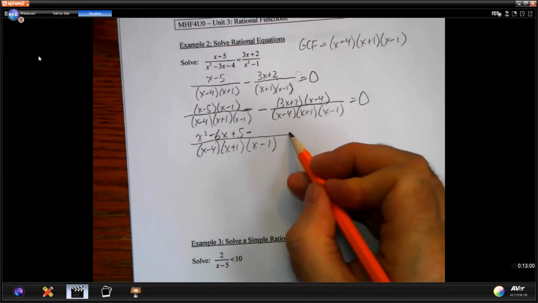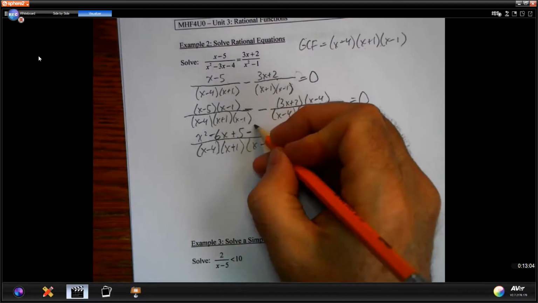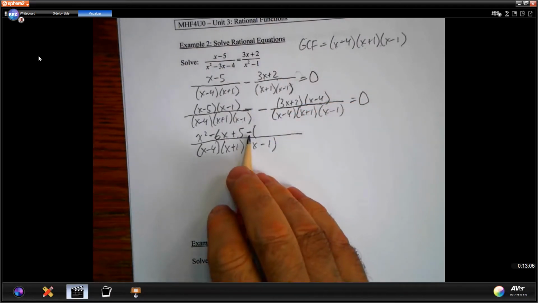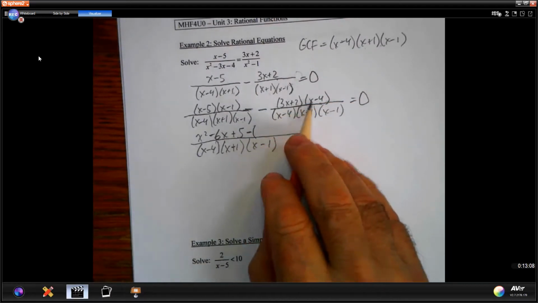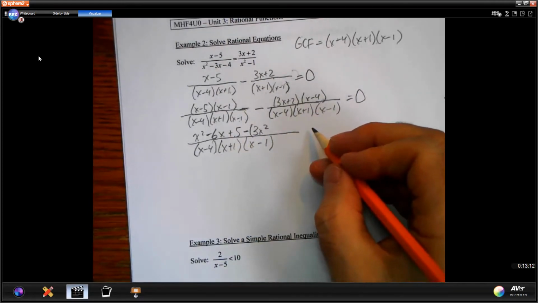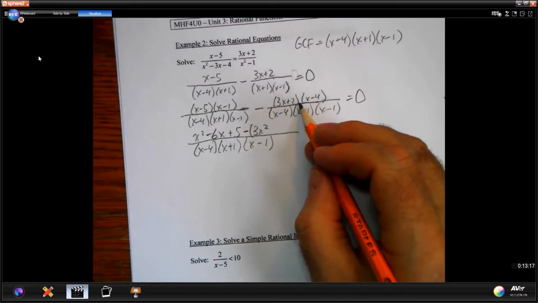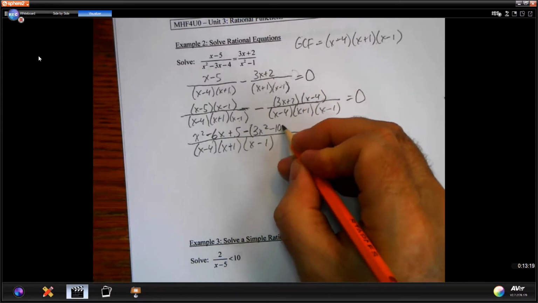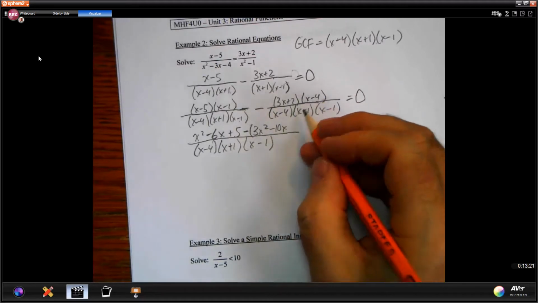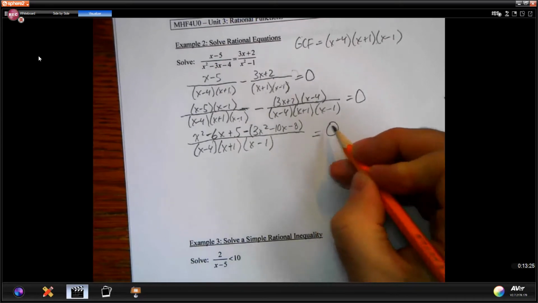And then I'm going to subtract the result of this. I'm going to put it in brackets so I don't get mixed up with my subtraction here. So that's going to be 3x squared. I'm going to have a minus 12x plus 2x, so that's minus 10x. And then 2 times negative 4 is negative 8. And that's equal to 0 still.